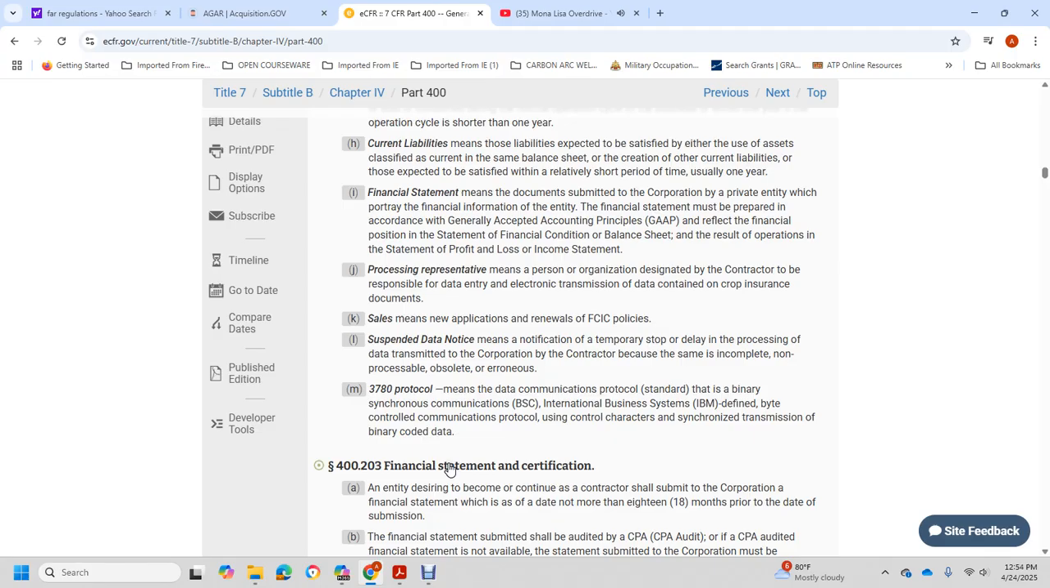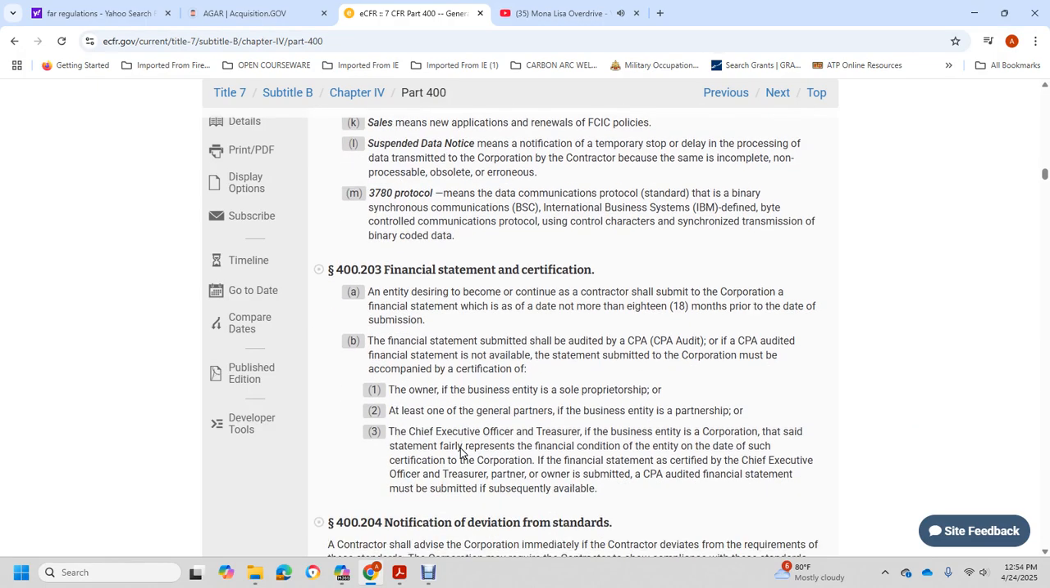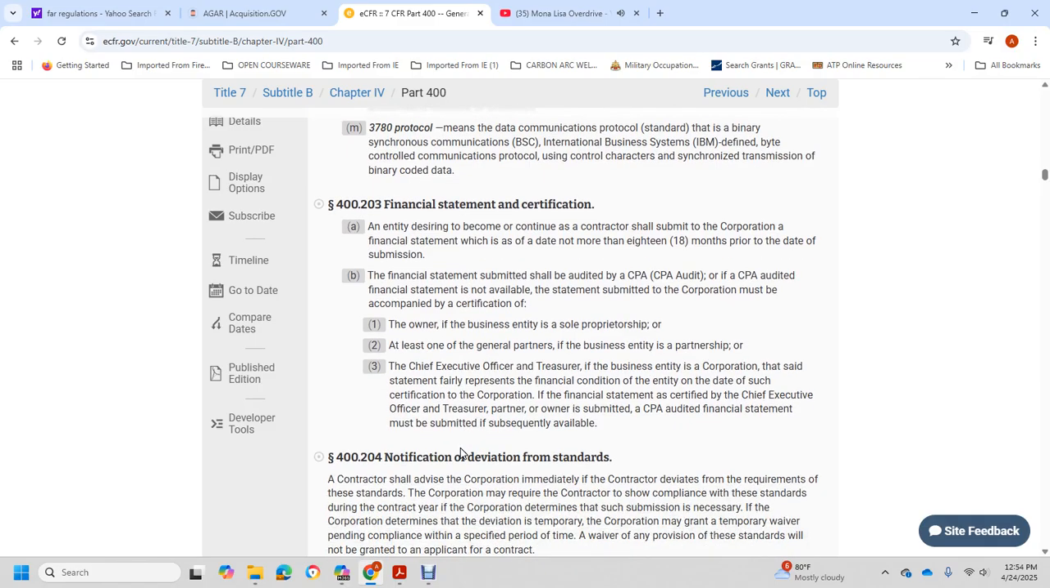402.03, financial statement certification. The designee continuing with the contract, also named with the corporation, shall submit the final statement of not more than 18 months prior to the day of submission. If the CPA audited financial statement is not available, the statement submitted to the corporation must be accompanied with the certification of the owner of the business entity.